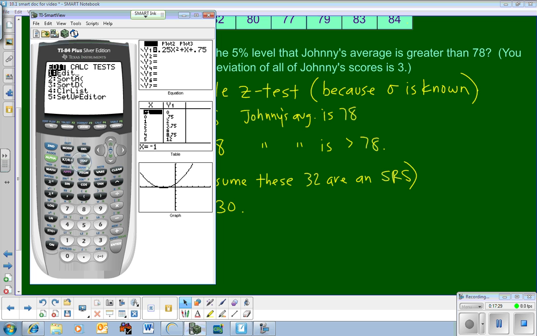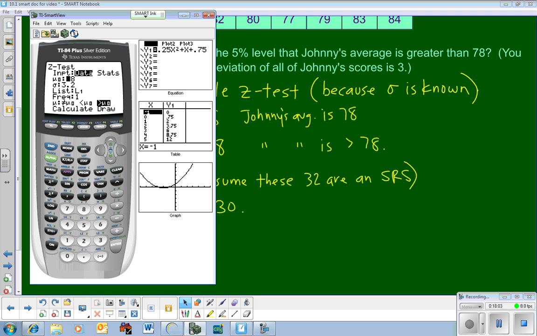I took the 32 scores, STAT, ENTER, and I put them in my list 1. All right, there they are. So if I go back to STAT, over to TESTS, and choose option 1, Z-Test. Now, I don't know the average because I didn't take the time to figure it out. I could have, but I'm going to input data. I'm just going to actually give them the list. The first thing it asks me for is mu sub 0, which is basically the null hypothesis mean, 78.